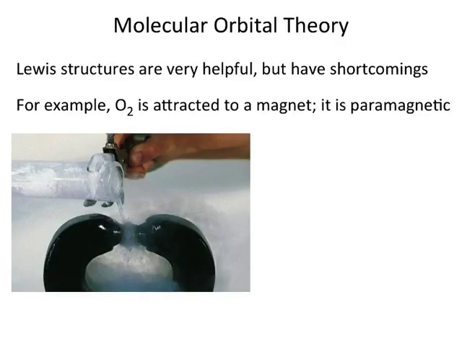By way of motivation, Lewis structures are super helpful, but there are shortcomings, and we've talked about lots of shortcomings before. Here's another shortcoming. If you take liquid oxygen and pour it between the poles of a magnet, the liquid oxygen sticks there. Materials that are paramagnetic will be attracted to magnets.